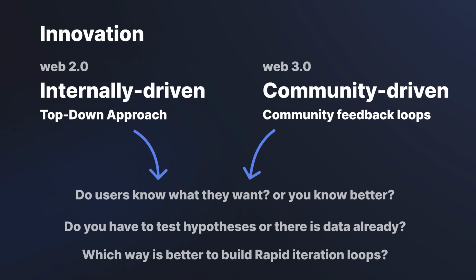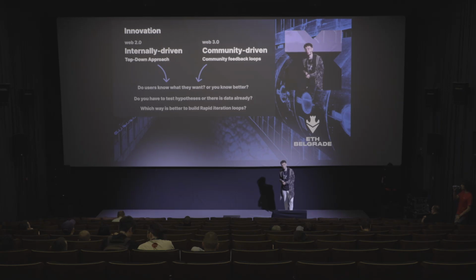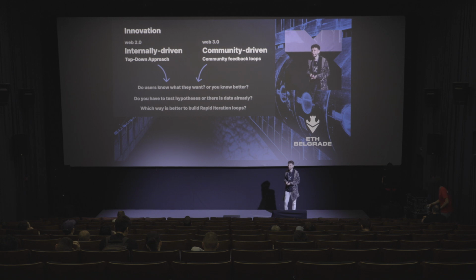So the innovation in the Web 2.0 way will be internally driven because you have closed source systems. And in Web 3.0, you would have open source systems where users have a lot more impact and you have much more robust feedback loops, at least if you arrange them correctly. The question you can ask here is, do users know what they want, or do you know better? Sometimes it might be either way. Sometimes you might test the hypothesis on real users, but Steve Jobs would say, I know.